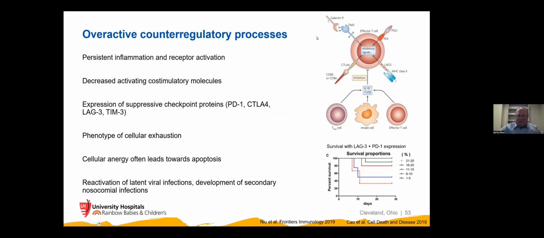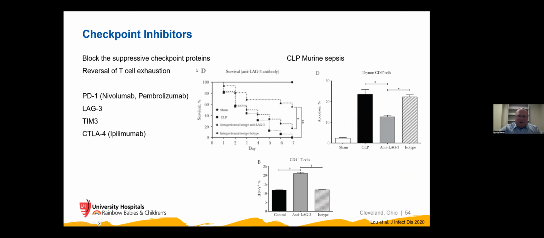And finally, or almost finally, sorry, trying to downregulate some of these counter-regulatory molecules. There are several drugs that are used in cancer and have been looked at in sepsis and other critical illness states, blocking the PD-1 receptors, LAG-3, and CTLA-4. These drugs are used throughout different cancers and downregulate the suppressive or exhaustive molecules, therefore upregulating the activation of T cells.